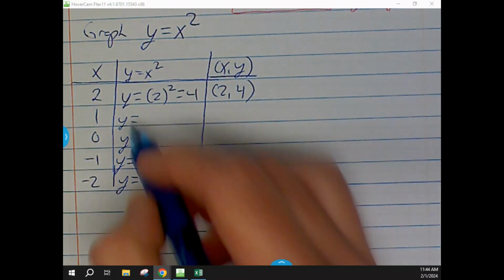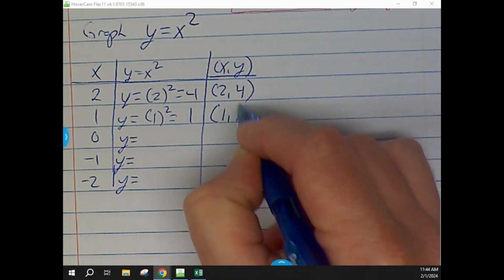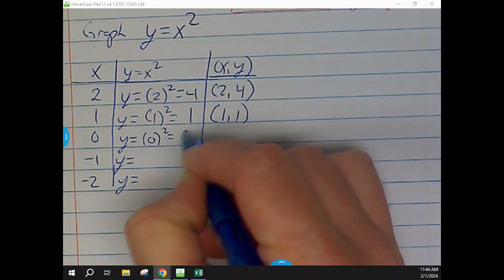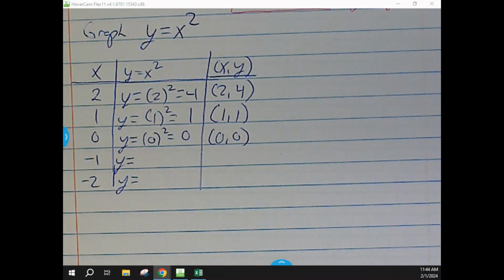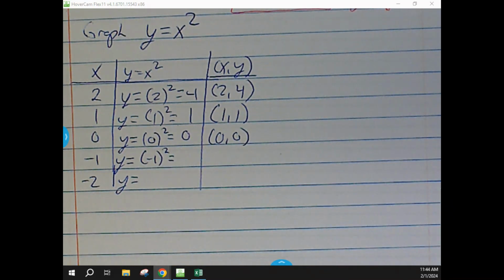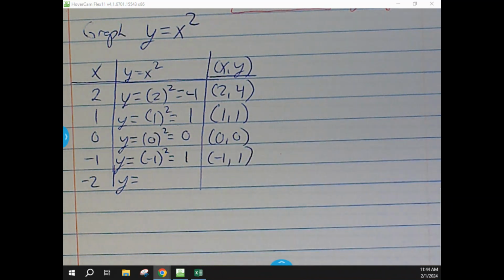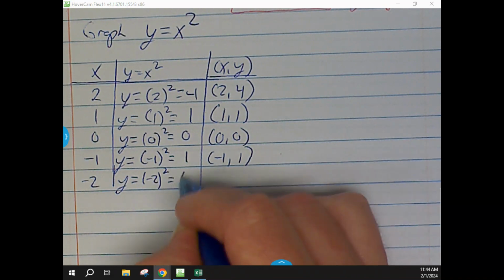Okay, so if x is 1, it's 1 squared. 1 times 1 is 1. So that's ordered pair 1, 1. Plug in 0. 0 times 0 is still 0. So that's still at the origin, 0, 0. Now if you do negative 1 squared, what's a negative times a negative? That's positive 1. There we go. And if we plug in negative 2, again, negative times negative makes that a positive. 2 times 2 is 4.